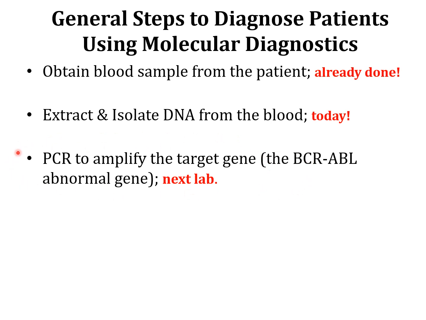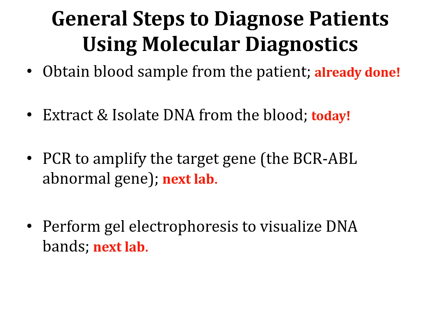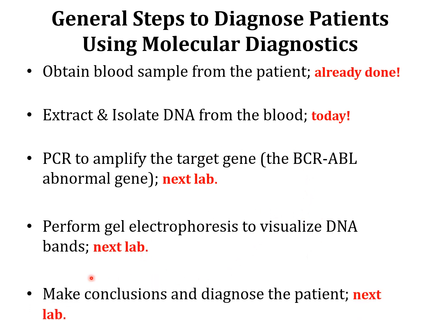This is an oversimplification. So after we get the DNA today, next class, we're going to use PCR to amplify the target gene, which is the leukemia gene. And then we're going to be using a technique called gel electrophoresis to see this DNA. That will be next lab. So we amplified it, now we have to see it. And then we're going to make conclusions about which patients have this leukemia gene, the BCR, not the PCR, the BCR-ABL abnormal gene.